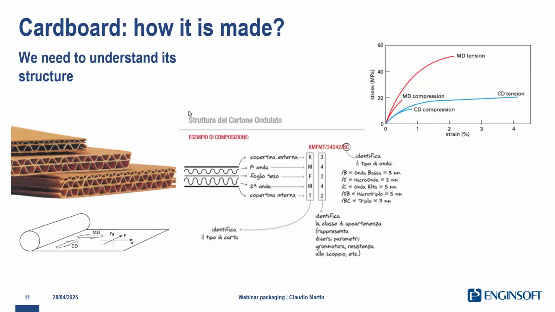In order to simulate the cardboard, it's necessary to know its structure, starting with the composition, which identifies the type of paper, and the wave type, which specifies the wave height and frequency. It is necessary to enter the mechanical properties of the paper into a numerical code, and this involves obtaining stress-strain curves in the reference system of the material, and this is typically done by performing laboratory tests.